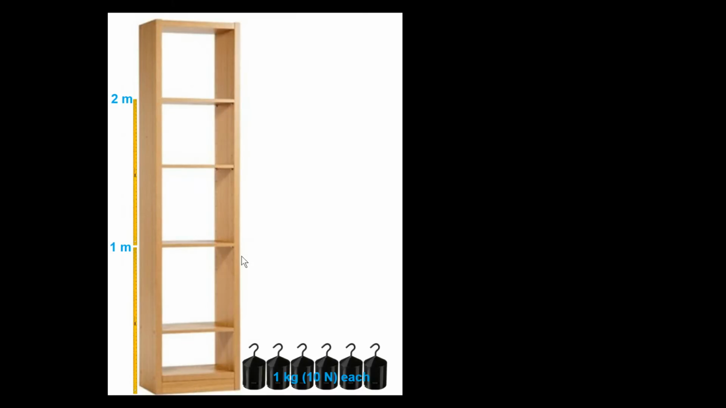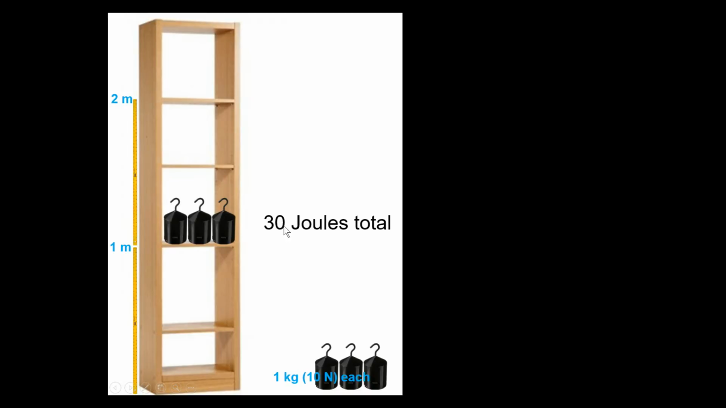Now back to our analogy with gravitational potential energy. Each one of these masses is 1 kilogram and it weighs about 10 newtons. So if I lift 10 newtons up 1 meter and another 10 and another 10, I have just done a total of 30 joules of work. I've just given it 30 joules of gravitational potential energy. Now we're going to introduce this term. That was 30 joules total, because each one was 10 newtons lifted 1 meter.